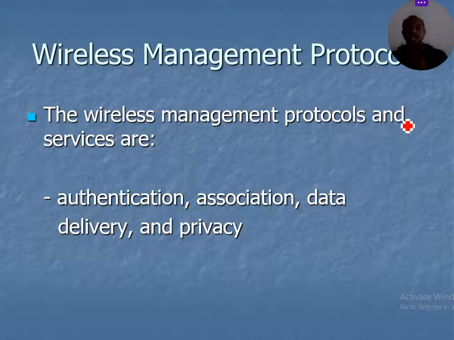Okay, now let's move on quickly. The wireless management protocol, the third layer in this chapter, looks at the wireless management protocol services. One is authentication, second is association, third is data delivery, and fourth is privacy issues.